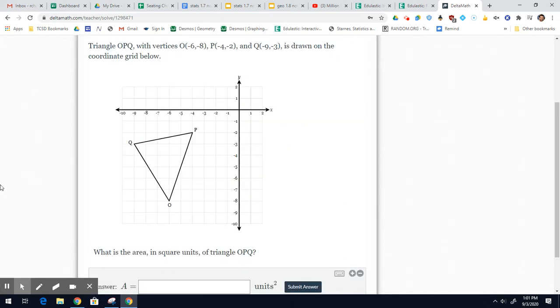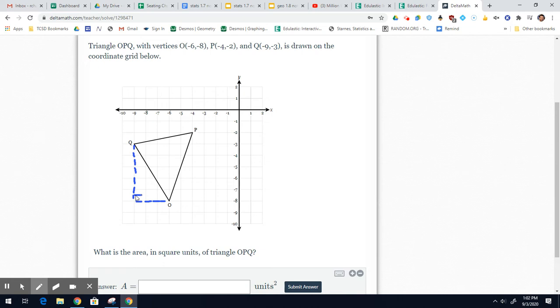Okay, so here is a triangle on the coordinate plane, triangle OPQ, with vertices at O, -6, -8, which they graphed, P at -4, -2, and Q at -9, -3. It's drawn. What is the area of the triangle? So one of the clever ways that they think you should do is they think that you should create a rectangle around this triangle. And I'm going to do so with my pen. So watch what I do.